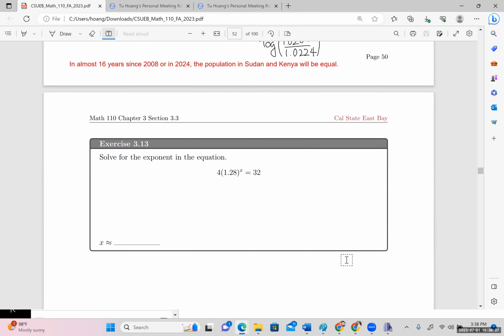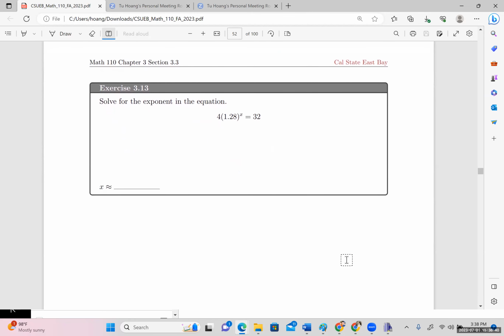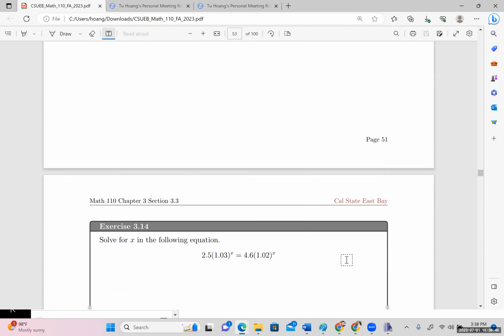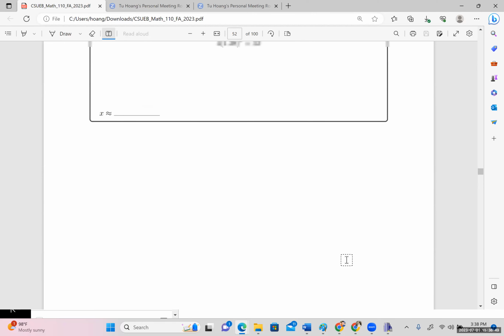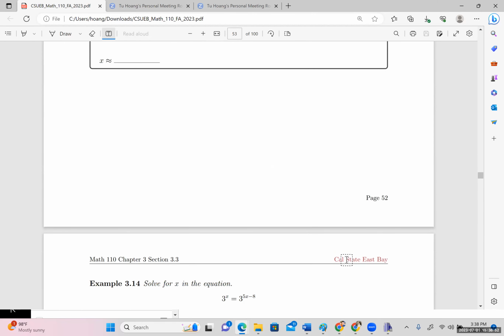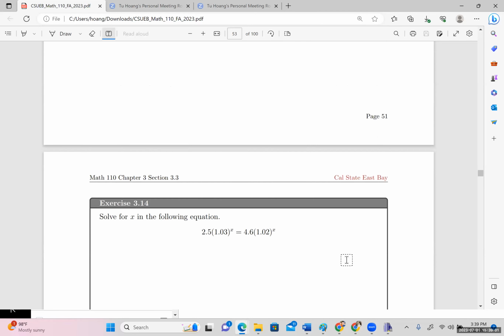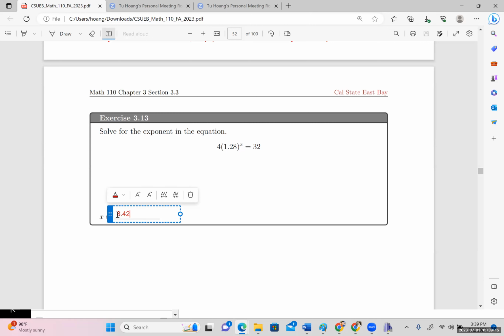Okay. So I would love to let you practice on 3.13. I give you the answer key for this one. Make sure to follow the two steps I showed you. This will be approximately 8.2.